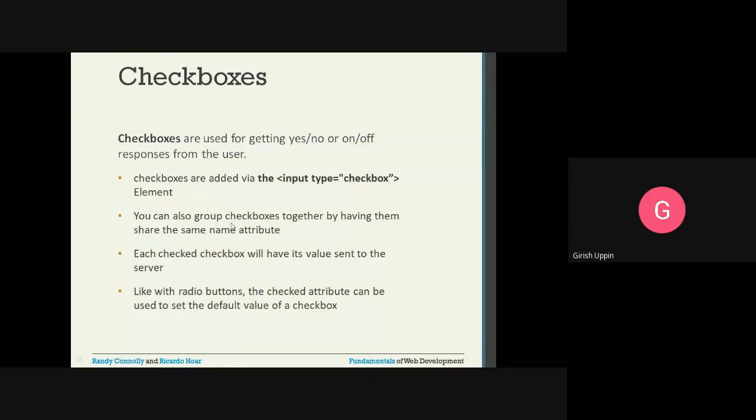You can also group checkboxes together by having them share the same name. Similar to the radio button, you can have the same name and group them. Each checkbox will have its value sent to the server, meaning whatever value you have for each checkbox, that value will be sent. Like with the radio buttons, the checked attribute can be used to set the default value of a checkbox. So by default it will be selected.